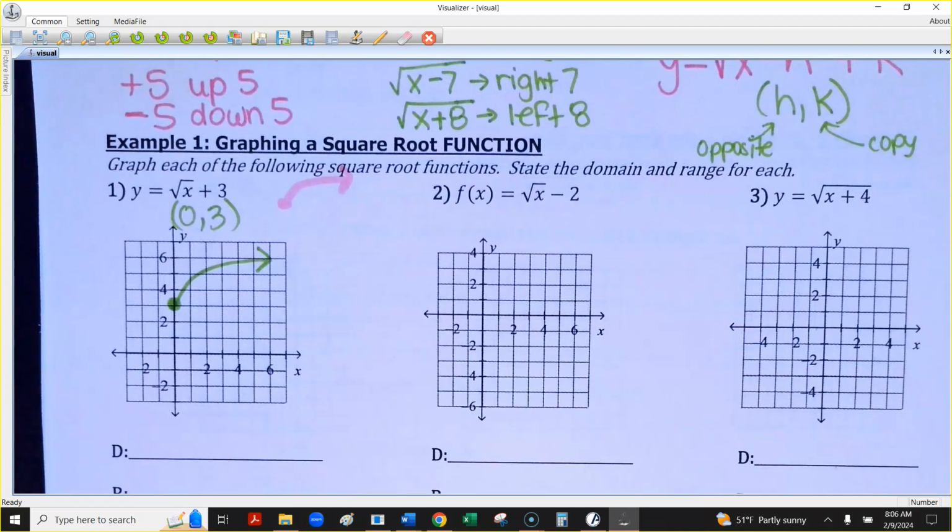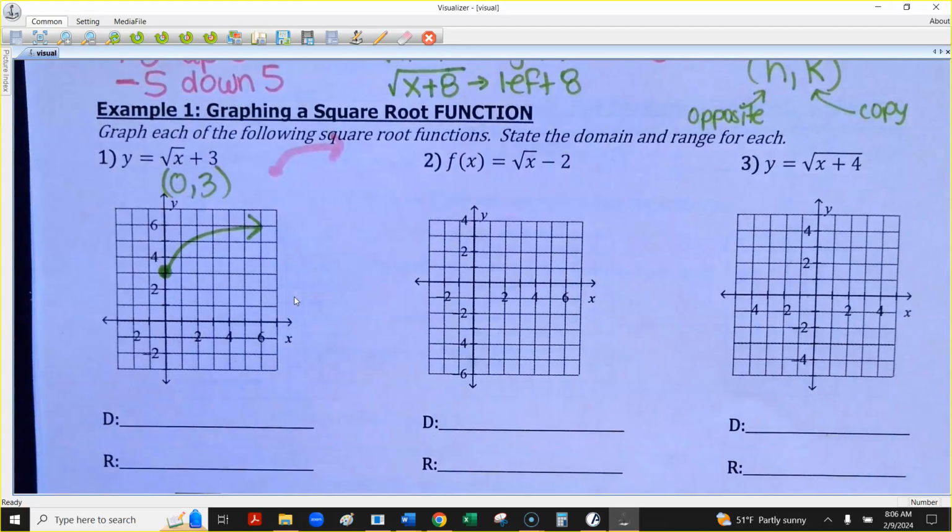And they should not ever point to the left. If you're working with a square root, they should always point to the right. You guys will do stuff where it might flip over in pre-calc, but for our class, we're always going to go to the right if we've got a square root.